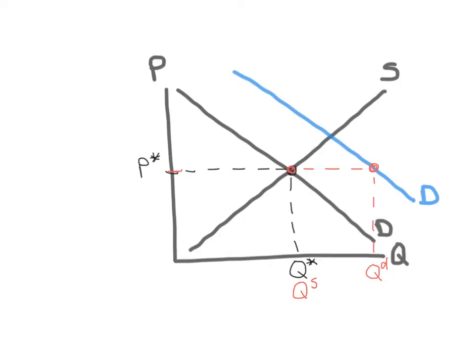In other words, we're going to have a shortage of medical care. And a shortage generally puts upward pressure on prices. So P star is going to start increasing. And when that happens, the producers or the providers of medical care are going to respond by increasing their supply. So we'll move up along the supply curve. But consumers are going to react to rising prices by reducing their demand for health care.